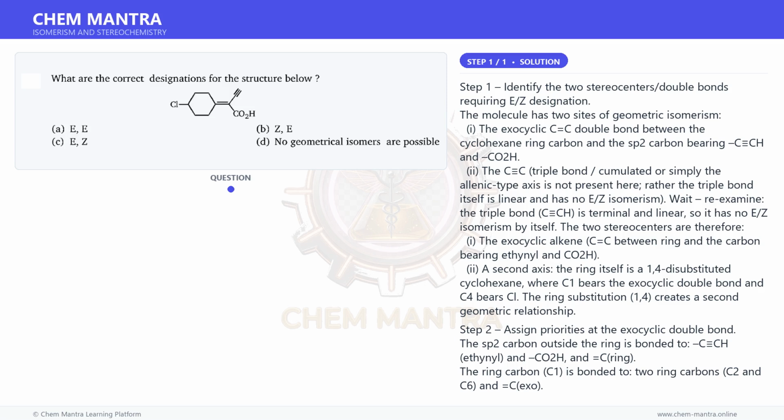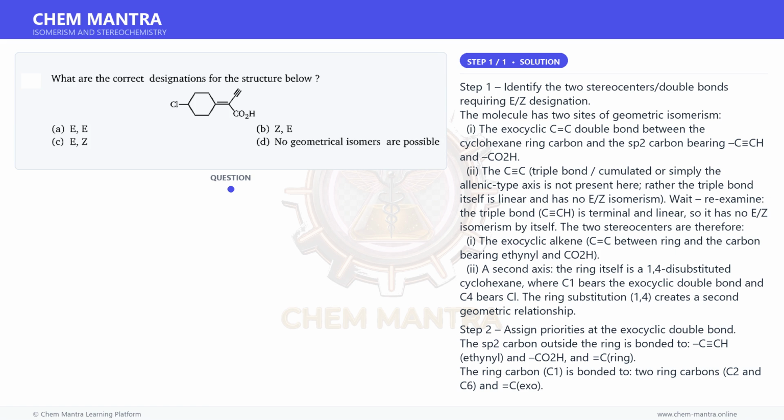Step 1. Identify the two stereocenters, double bonds requiring E/Z designation. The molecule has two sites of geometric isomerism. 1. The exocyclic C=C double bond between the cyclohexane ring carbon and the sp2 carbon bearing C≡CH and CO2H. 2. The C≡C triple bond, cumulated or simply the allenic type axis, is not present here; rather the triple bond itself is linear and has no E/Z isomerism. Wait, re-examine: the triple bond, C≡CH, is terminal and linear, so it has no E/Z isomerism by itself.